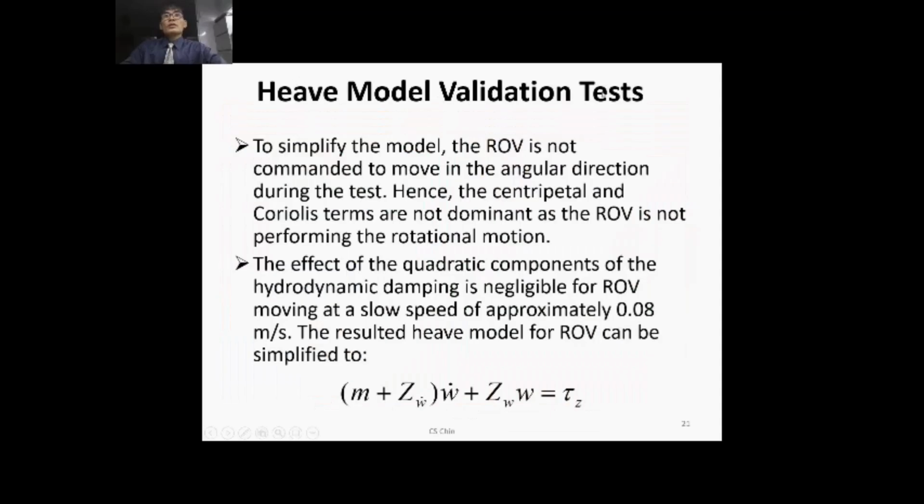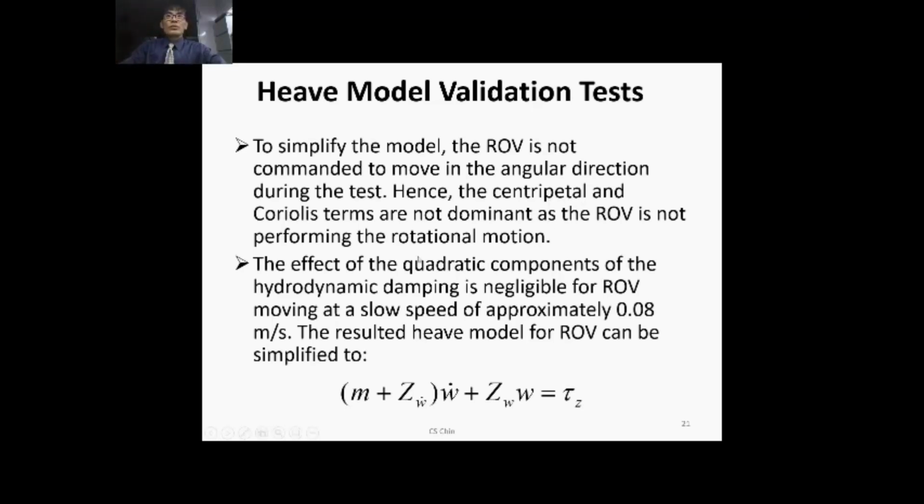The heave model validation test: to simplify the model, the ROV is not commanded to move in the angular directions during the test. Because we are doing a heave, meaning we are looking at the Z direction, hence the centripetal and Coriolis terms are not dominant, as the ROV is not performing rotational motion, so it's just going to heave.